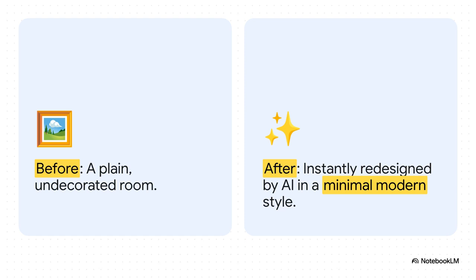And this isn't some simple photo filter. No way. This is a really powerful technique called in-painting. The AI literally repaints the inside of the image just based on a simple command from you like, hey, make this room look minimal and modern. It's an incredible display of what this tech can create.